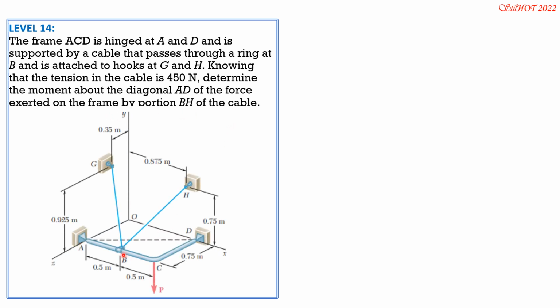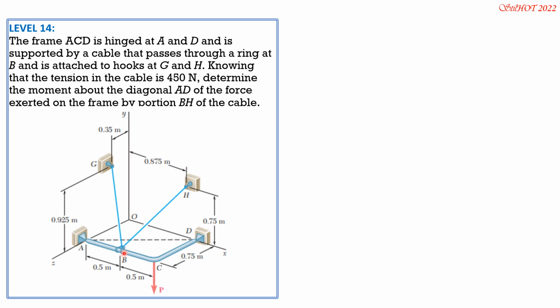So the objective is to compute the moment of the tension in BH about AD. So this is the moment of a 3D force about an inclined axis AD. So it is equal to R from any point on the axis, A or D, but the simpler is A, to the line of action of the force. So it's either B or H, but AH is a longer vector. So we choose AB, RAB, because RAB is simply 0.5 I.